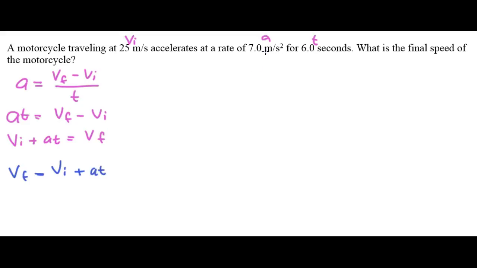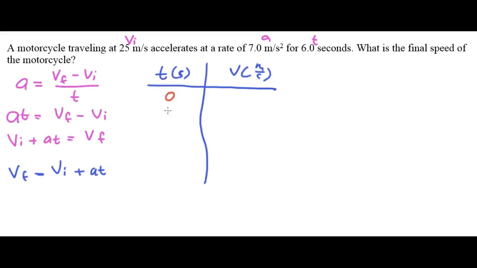Now let's actually answer this using a table. So we have our time in seconds, and we have our velocity in meters per second. Not very neat at all, but that's okay. At the start, so at time 0, let's go every 2 seconds: 2, 4, and 6. And just for laughs, let's do at time 10.